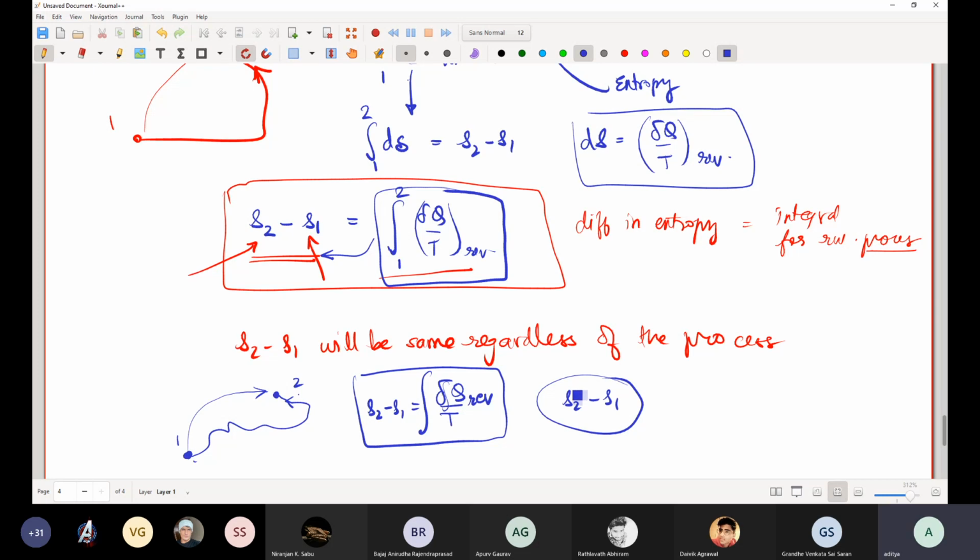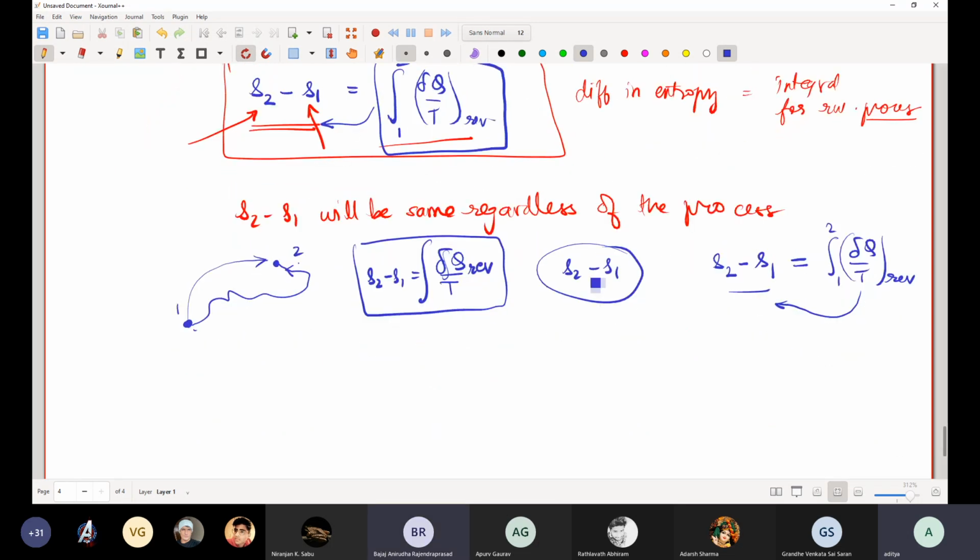Can we even obtain S2 minus S1 from irreversible processes also? No, you cannot obtain it from an irreversible process. Listen carefully, English is very important. S2 minus S1 you can calculate from integration only using a reversible process. If the process is irreversible, then we cannot calculate S2 minus S1 that way. But if someone has given you that S2 minus S1 is this for a reversible process, you can immediately say that S2 minus S1 is also the same for an irreversible process.